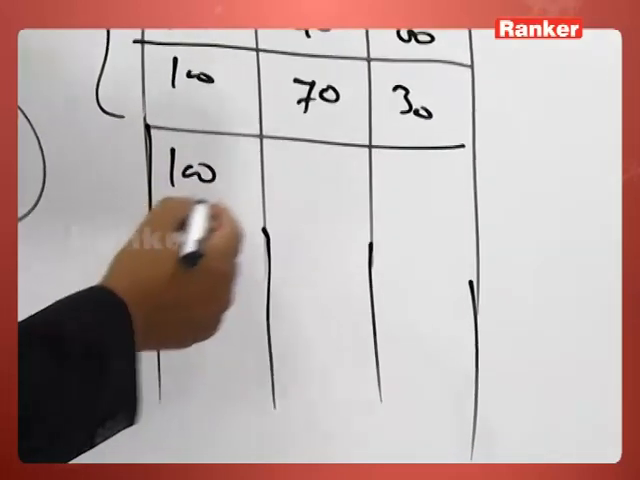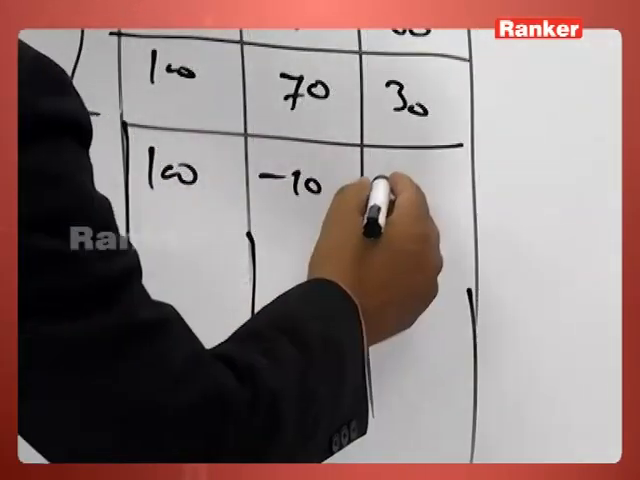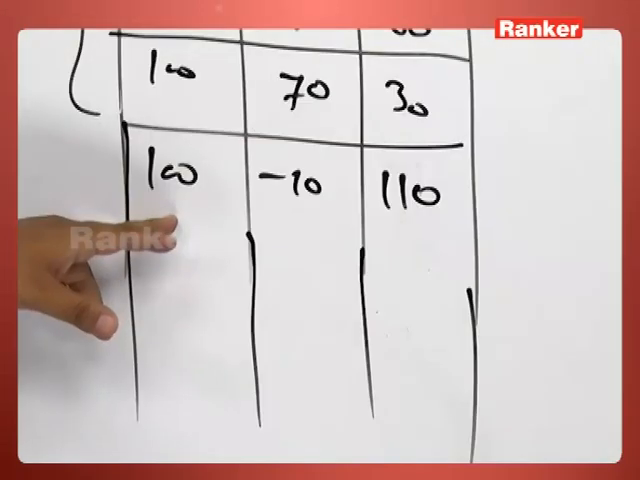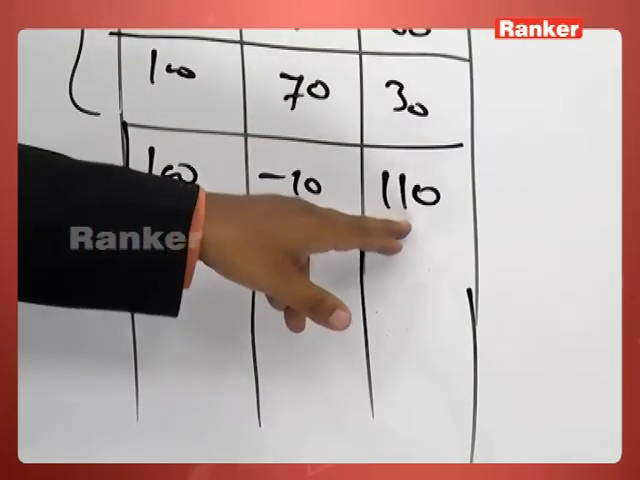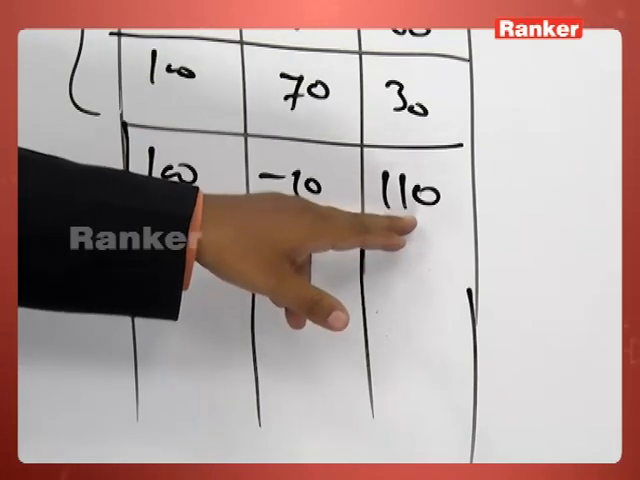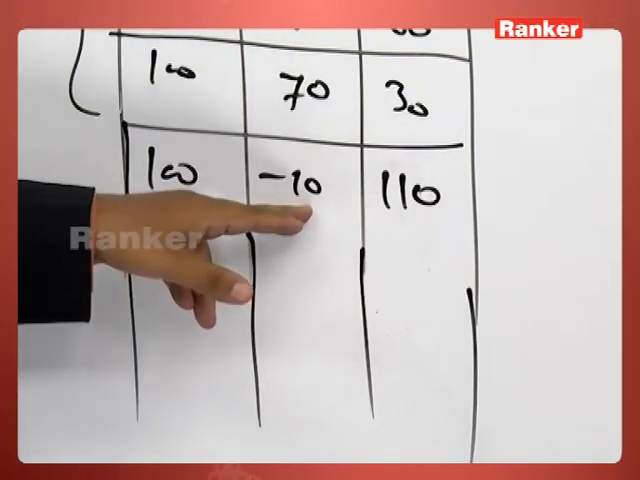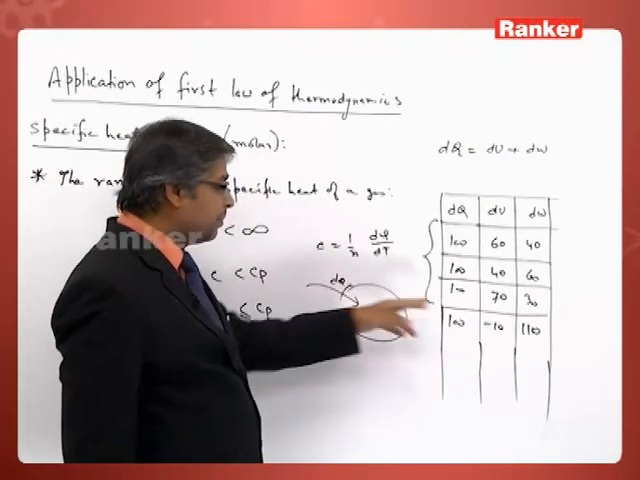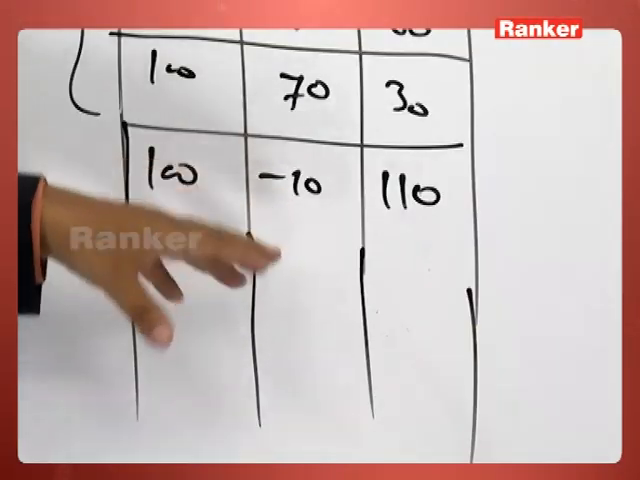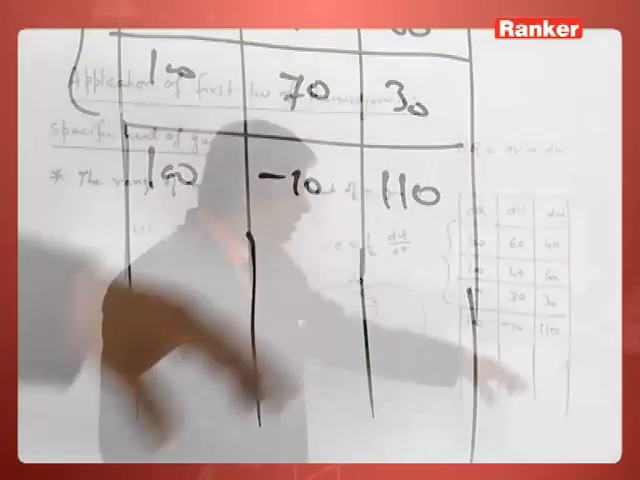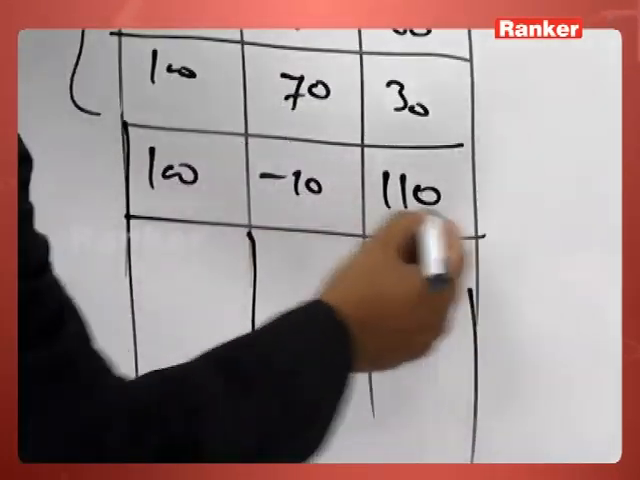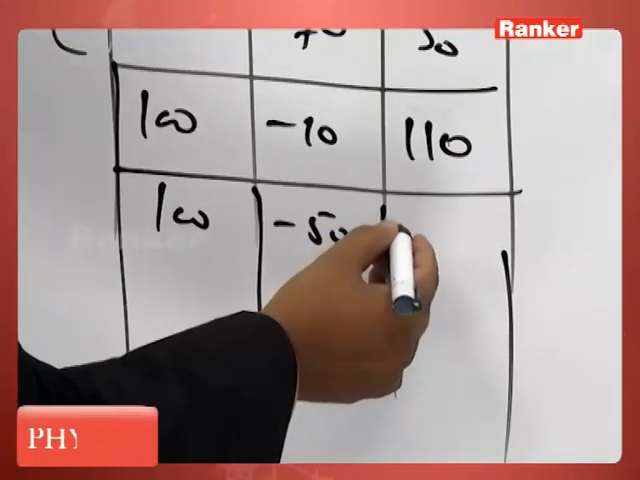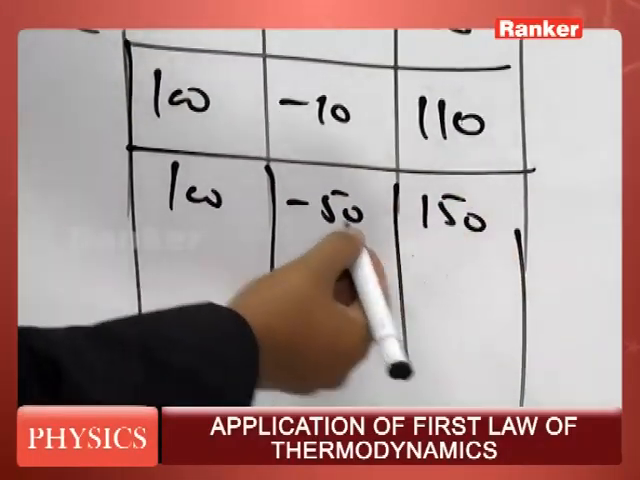Suppose this is 100 and this is minus 10. Suppose this is 110. That means we have given heat into the system, but since work done by gas is 110 joule, the internal energy change is minus 10. Although we have given heat into the system, the temperature has come down. So for this process, the specific heat is negative. This is 100, minus 50, this is 150. Summation is this.